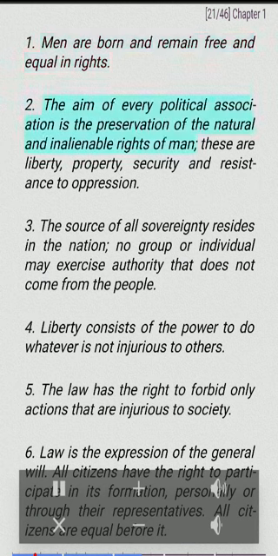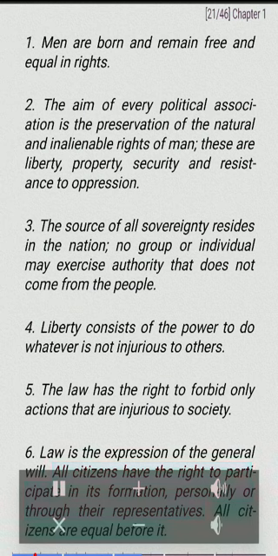Source C. The Declaration of Rights of Man and Citizen. 1. Men are born and remain free and equal in rights. 2. The aim of every political association is the preservation of the natural and inalienable rights of man. These are liberty, property, security, and resistance to oppression. 3. The source of all sovereignty resides in the nation. No group or individual may exercise authority that does not come from the people. 4. Liberty consists of the power to do whatever is not injurious to others. 5. The law has the right to forbid only actions that are injurious to society.